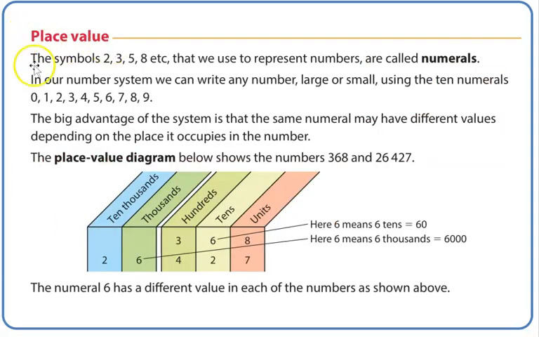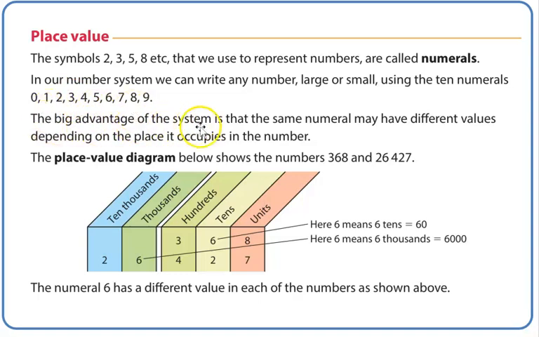Place value. The symbols 2, 3, 5, 8, etc. that we use to represent numbers are called numerals. In our number system, we can write any number, large or small, using the 10 numerals 0, 1, 2, 3, 4, 5, 6, 7, 8, 9. So every single number that we have is made up of some or more of these numbers.